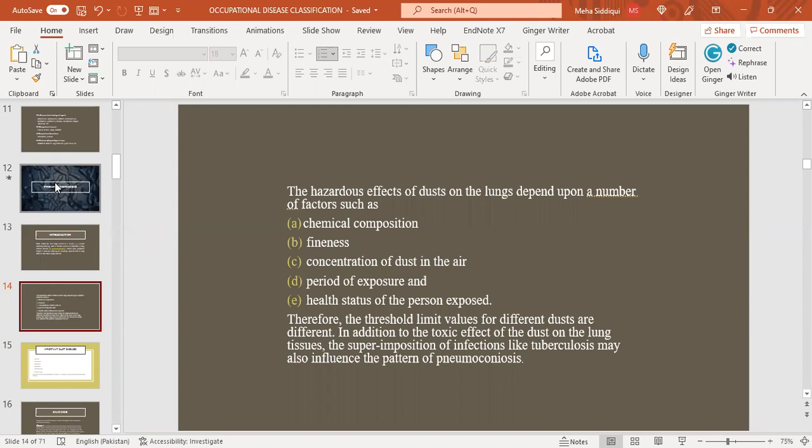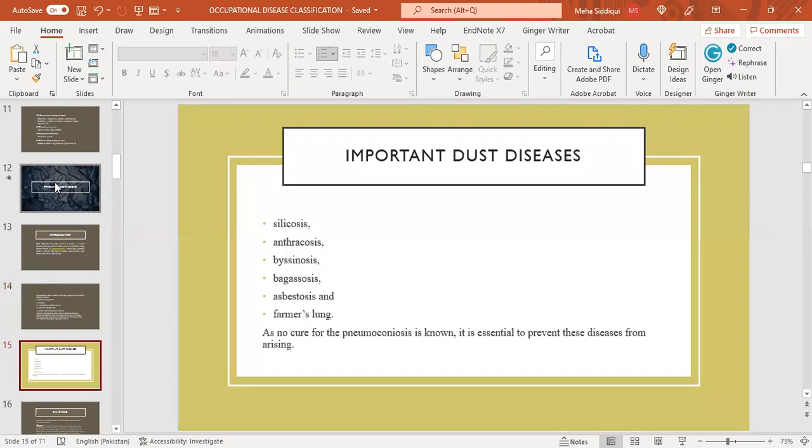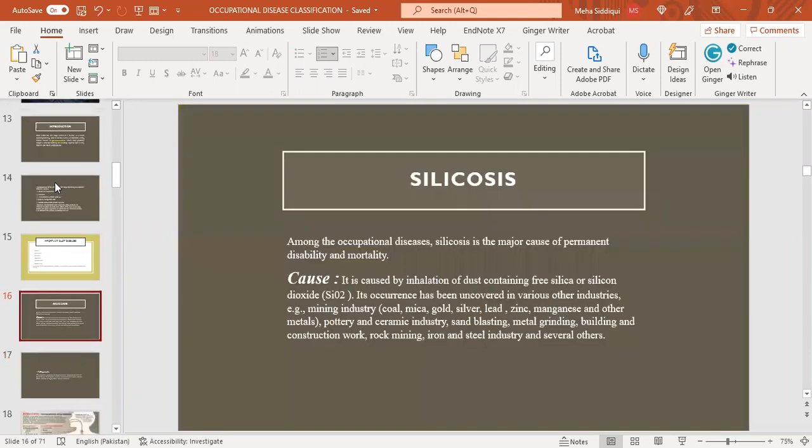Therefore, the threshold limit values for different dusts are different. In addition to the toxic effect of the dust on the lung tissues, the superimposition of infections like tuberculosis may also influence the pattern of pneumoconiosis. Important dust diseases are silicosis, anthracosis, byssinosis, bagasosis, asbestosis, and farmer's lung. As no cure for pneumoconiosis is known, it is essential to prevent these diseases from arising. Now we are going to discuss each one by one.